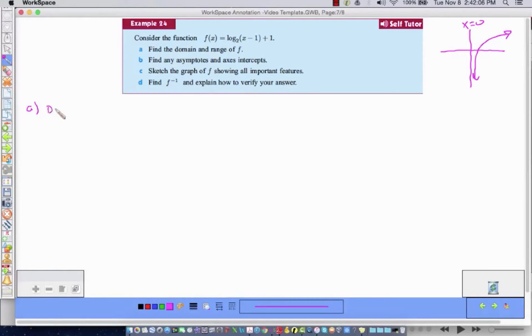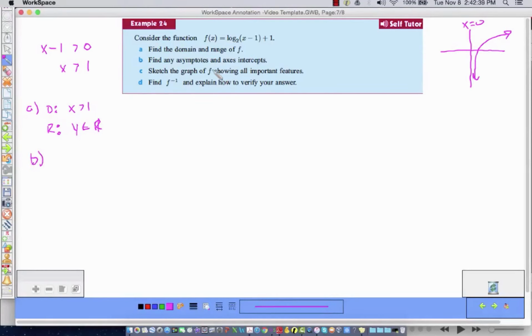So the domain, it's going to help us a little bit. What we have to worry about with logarithms is that we can only find the logarithm of a positive number. So inside, x minus 1 must be greater than 0. So that means x must be greater than 1. And the range, the graph helps us with because this goes down forever, this rises up forever, so y is an element of all real numbers.